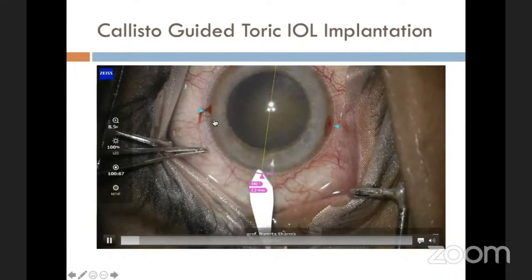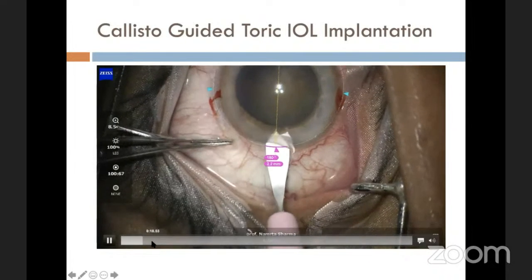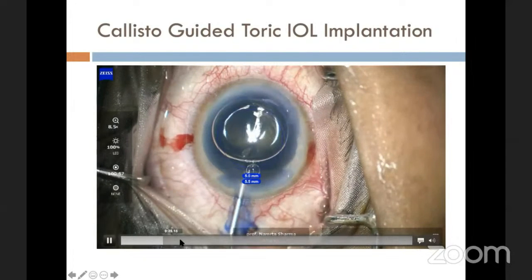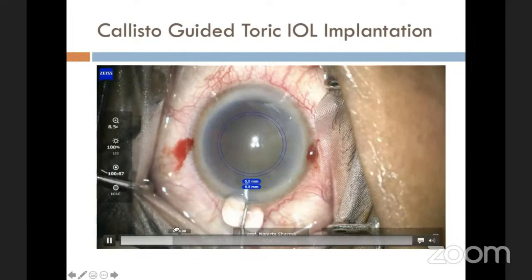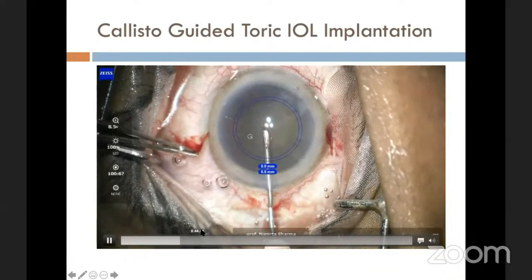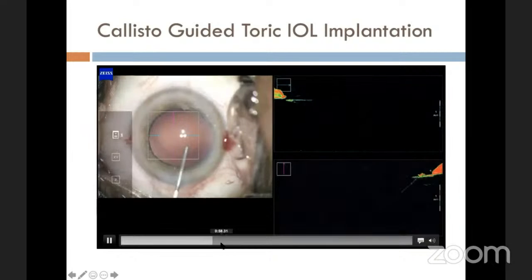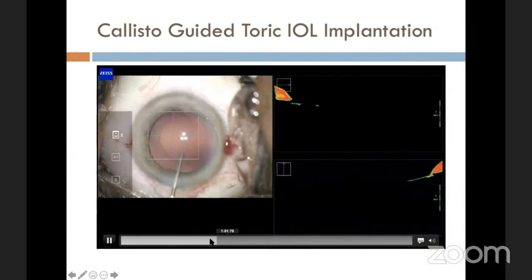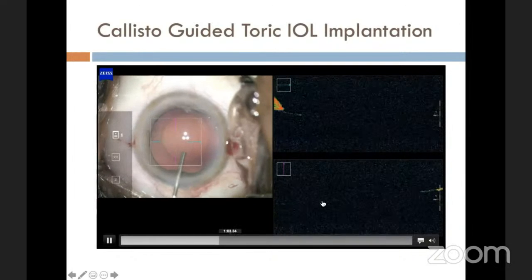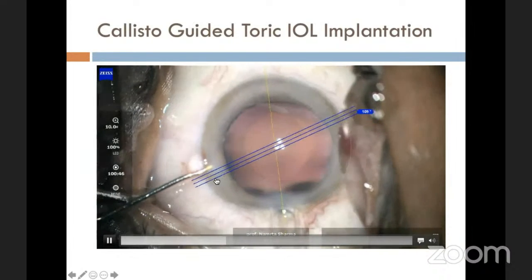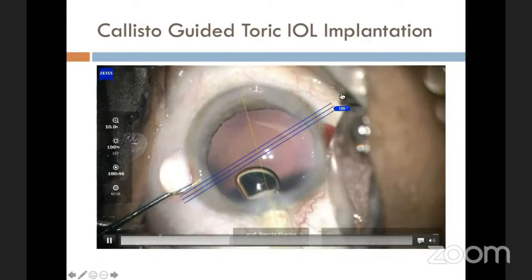So you can do the side port, you can do the main wound looking at this. Then one can do the staging of the rexes, as well as the rexes also can be made. And then subsequently the nuclear emulsification can be done. And this is the intraocular microscope, in fact, in which the intraocular lenses can be placed. And this is the marking, the Callisto marking.